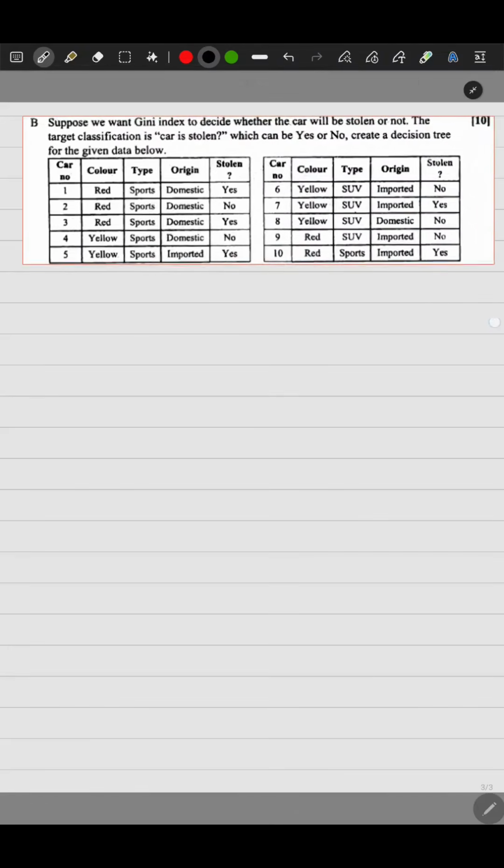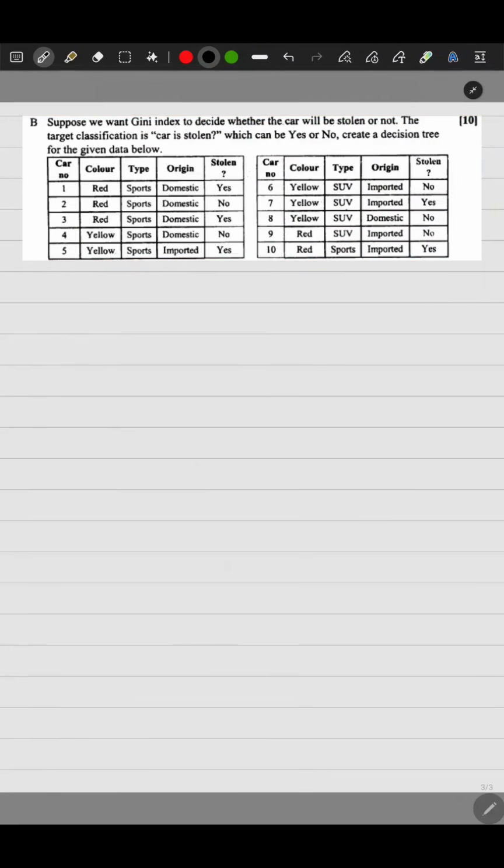Now consider the second possible attribute for splitting, which is the type attribute. Again there are 2 types: either sports cars or SUV cars, and there are 6 sports cars and 4 SUVs. Instead of writing Gini every time, let's calculate for type equal to sports. For sports cars, 4 have been stolen and 2 have not been stolen.